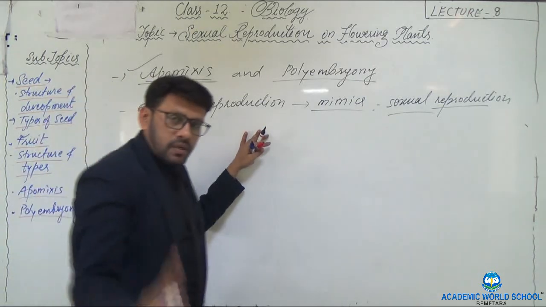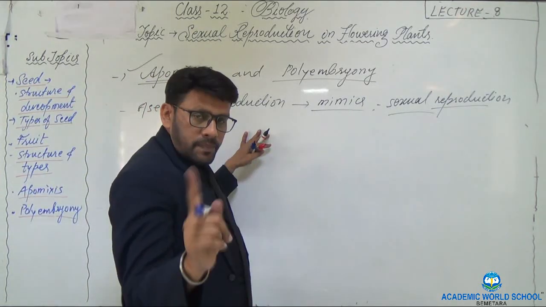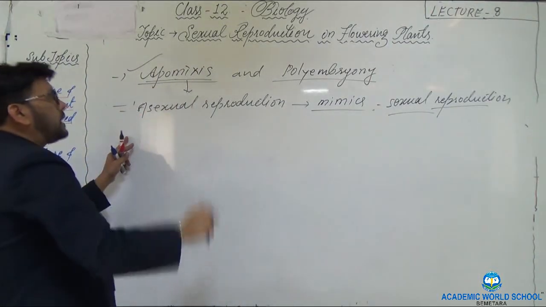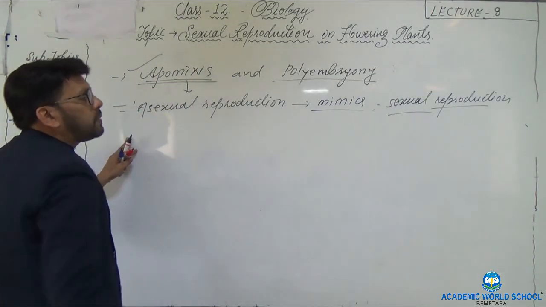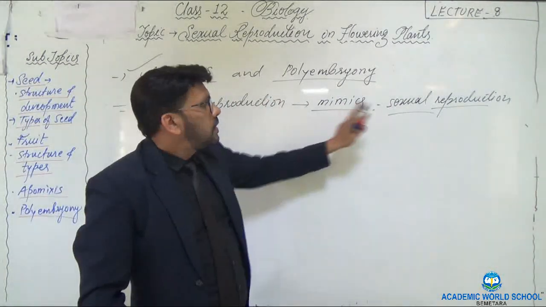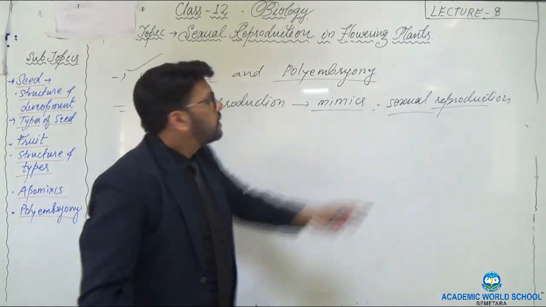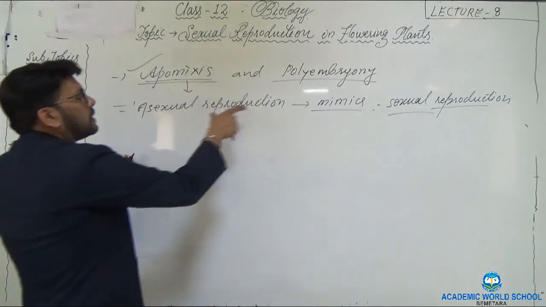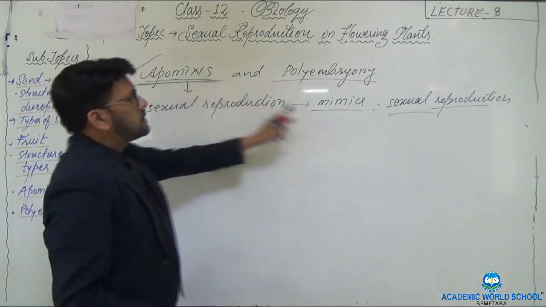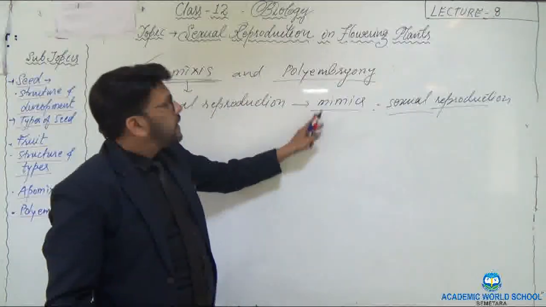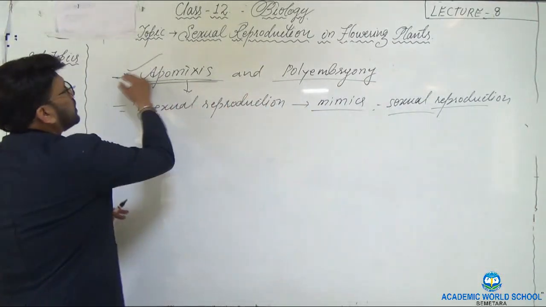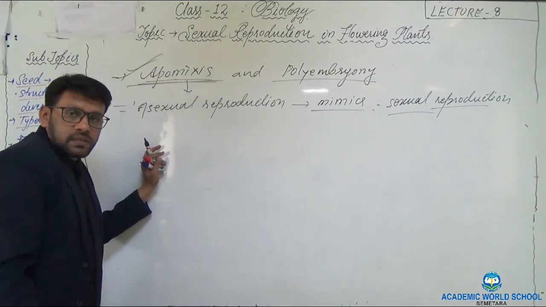Understand? We have seen about the parthenocarpic, which is the production of seedless fruits. Now there is a possibility that the seeds can also be formed without actually allowing them to go for sexual reproduction. So the process in which the structure mimics the sexual reproduction, as a result of which it forms the embryo, we call apomixis.